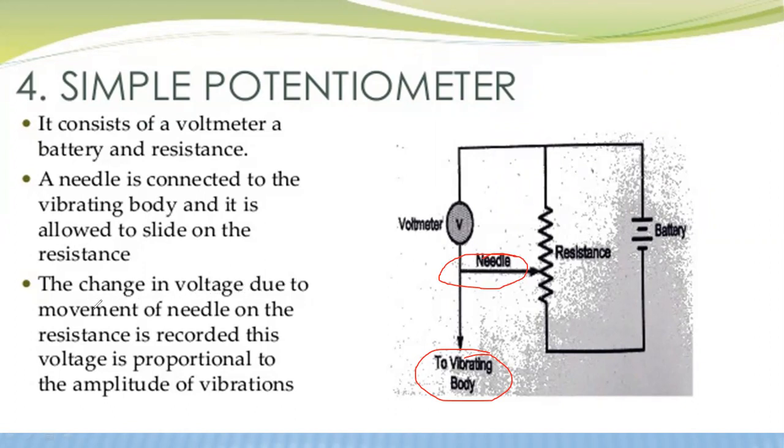The change in voltage due to movement of the needle on this resistance is recorded. This voltage is proportional to the amplitude of the vibration. So whenever the body vibrates, automatically the needle slides, because it is connected with the resistance. The voltage is regulated and the voltage changes. By this change of voltage with the movement of the needle, the amplitude of vibration is calculated with the potentiometer.